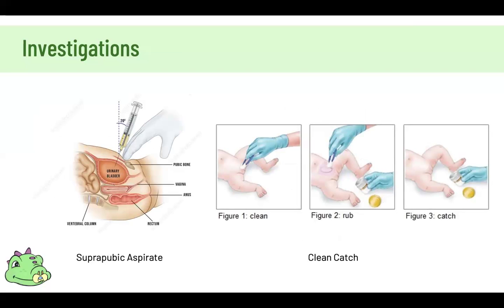So that's on the left is a suprapubic aspirate. Essentially you just go slightly superior to the pubic bone and you aspirate urine from the bladder. Whereas a clean catch is on the right, you essentially clean the area, sanitize, and wait for the baby to pass urine. But again, that has quite a high contamination rate, obviously. And it can take some time and is quite dependent on parents being compliant with it as well.